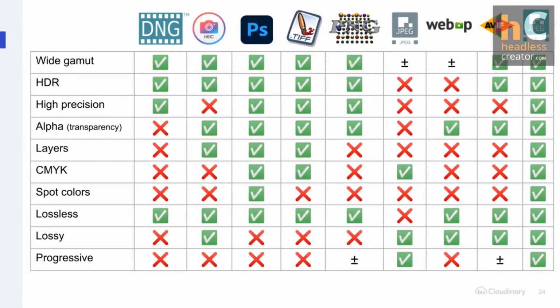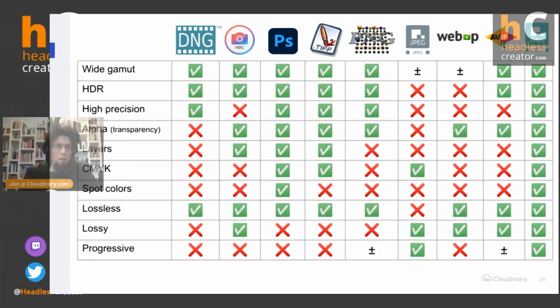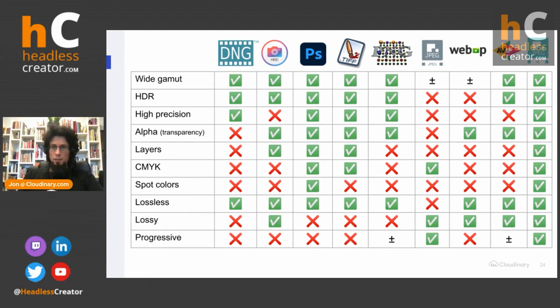For instance, wide gamut and HDR that we talked about in the color spaces is typically something that is supported in the authoring formats, but not necessarily in all of the delivery formats. So, for instance, JPEG and WebP, they are limited to 8-bit, so they're not really suitable for these things that require higher color precision. Alpha transparency, for instance, is supported by most of the formats, but notably it's not supported by JPEG. So, of course, you need to take this into account.